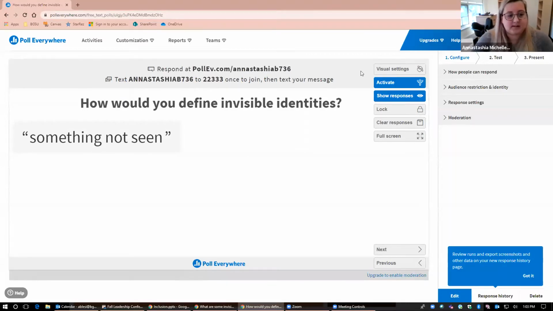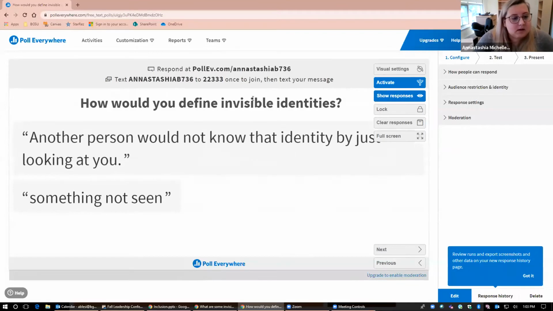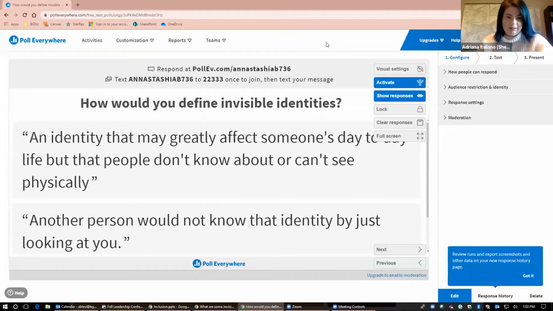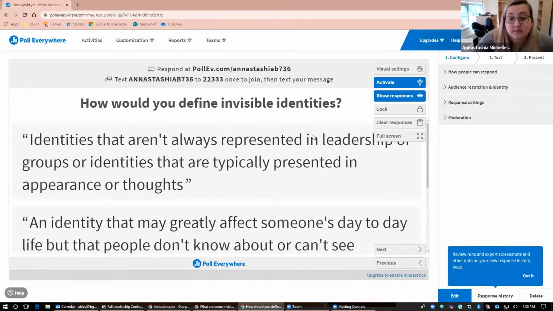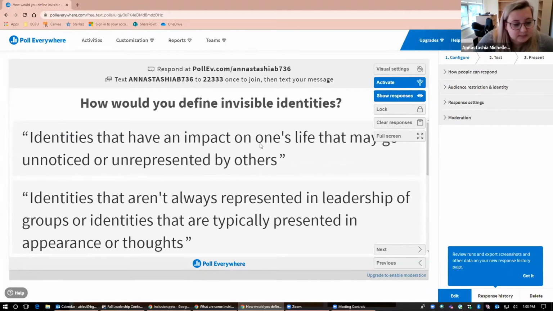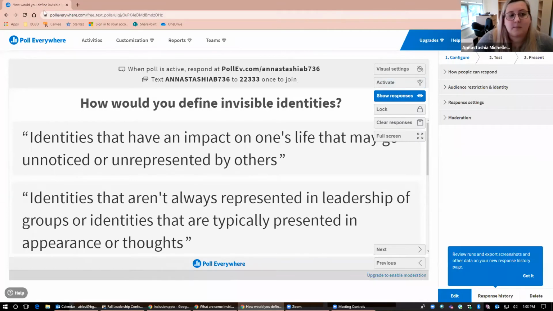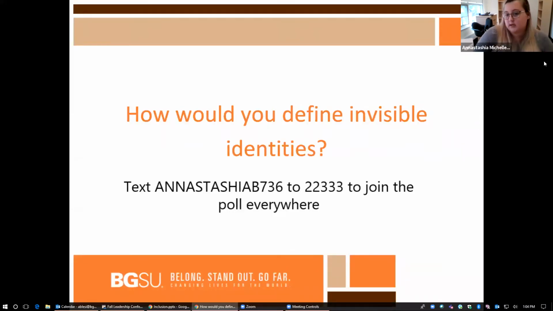Okay, we have something not seen. Another person would not know that identity just by looking at you. An identity that may greatly affect someone's day-to-day life, but people don't know about it. Identities that aren't always represented in leadership of groups, or identities that are typically presented in appearance or thought, that impact someone's life and may be unnoticed or unrepresented by others. These are all great. I'm going to deactivate this.